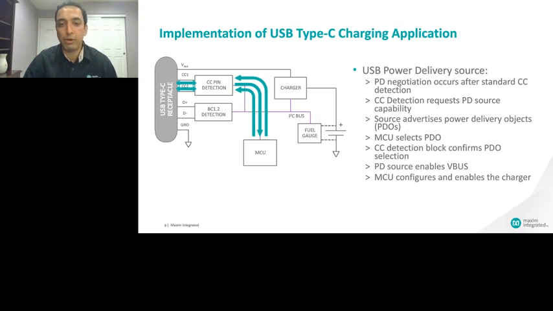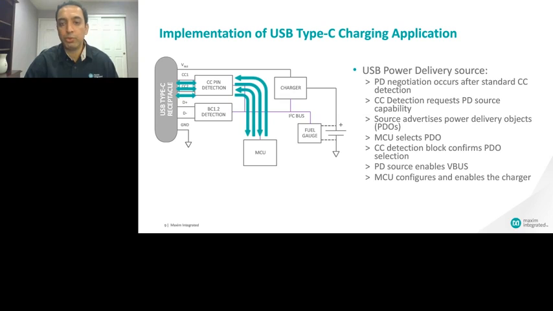So you may have multiple capabilities. It may have 5 volts, 3 amps. It may have 15 volts and 2 amps and so on. It may have a number of these options. Now, based on the preference of your system, you may pick one of those power delivery objects to start operating and start charging.